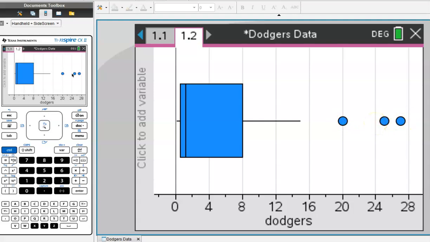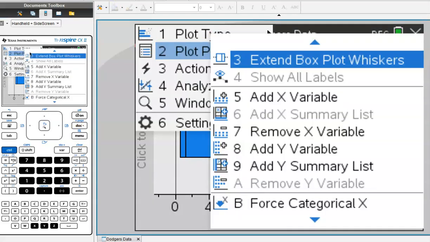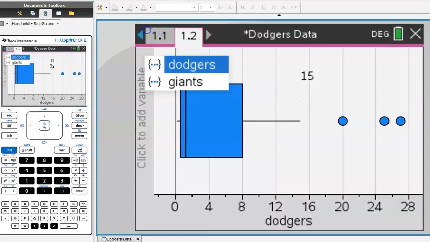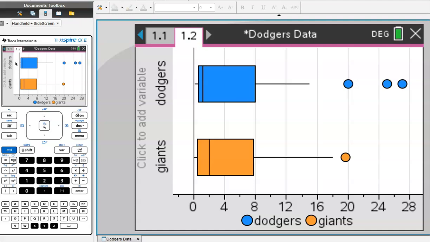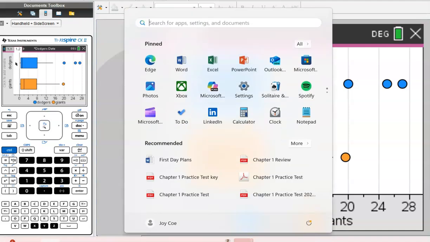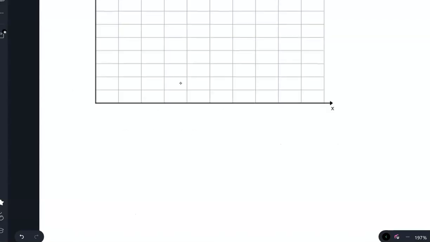All right, so we want to draw what's called side-by-side box plots, which is what it sounds like. We're going to draw 2 box plots next to each other. Okay, so for this one, we want to press menu. This time we're going to select plot properties, and then we're going to add X variable. Okay, and then we select the other one, Giants, and it graphs it for us. It's beautiful. You'll notice that I have directions right down here.